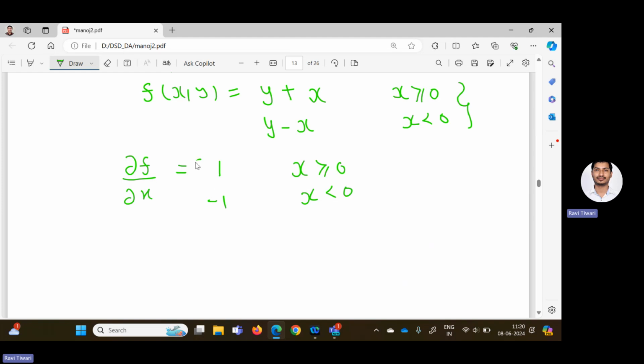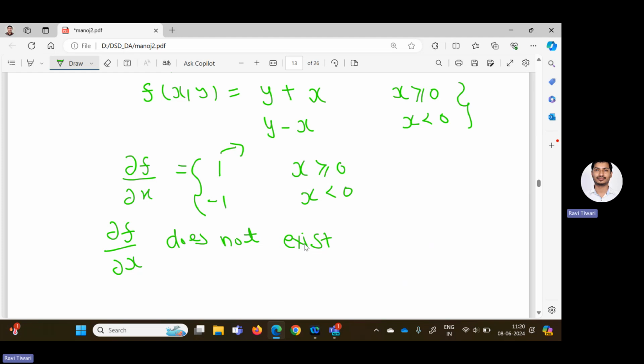So here you can observe that if x is greater than 0, we are getting 1, and here minus 1. So we are getting two different derivatives. So we can say that ∂f/∂x does not exist. Why does it not exist? Because we are getting two different limits, 1 if x is greater than 0, and minus 1 if x is less than 0. So you can observe that this function is continuous, but the partial derivative of this function does not exist.